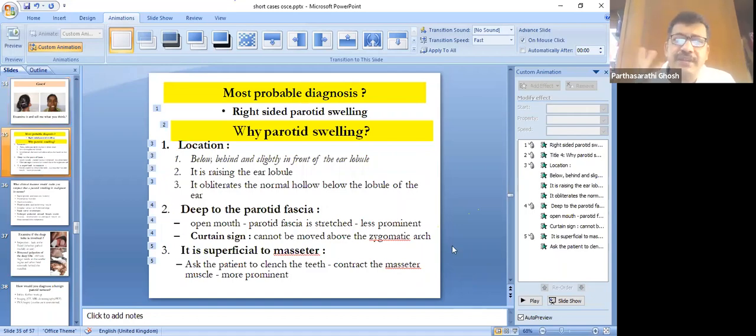Right. So, the location, as you have told, is below, behind and slightly in front of the ear lobule, very evident in this case, which is raising the ear lobule. It obliterates the normal hollow below the lobule of the ear and dips to the parotid fascia. If you open the mouth, the swelling becomes less prominent. The sign, you cannot move it over the zygomatic arch because of the attachment of the parotid fascia, and it is superficial to the masseter. If you ask the patient to clench her teeth, then the masseter will contract and the swelling will become more prominent.